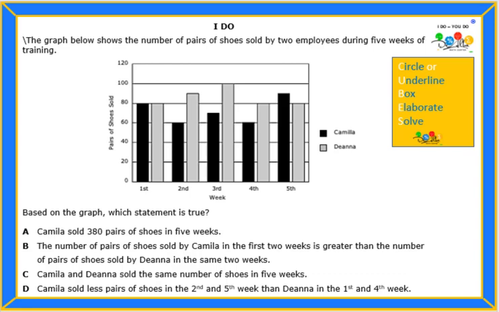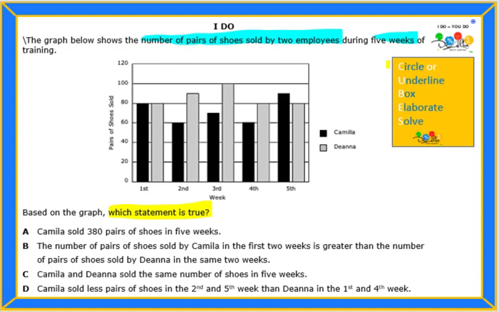Hello, students. Let's read this problem together. The graph below shows the number of pairs of shoes sold by 2 employees during 5 weeks of training. Based on the graph, which statement is true?